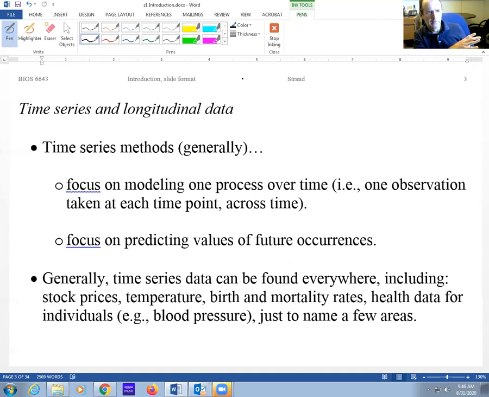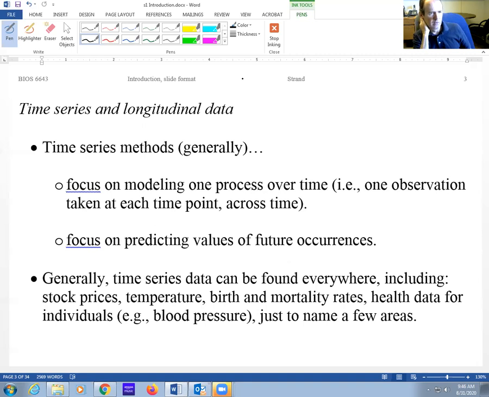So I had a year of that, and then I started teaching longitudinal about 12 years ago. And I'm like, well, what's the difference? Is it the same thing? What's the difference between time series methods and longitudinal data methods? So what I'm doing in these next few slides is making some generalizations, just to give you a feel of the difference.